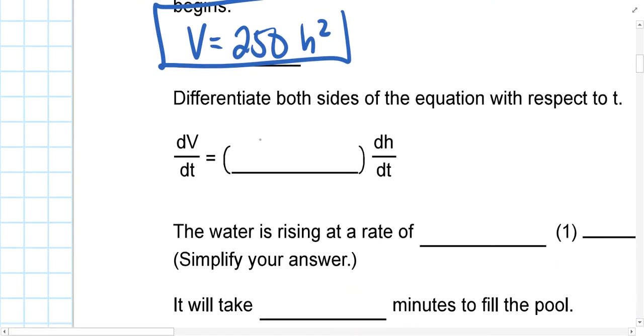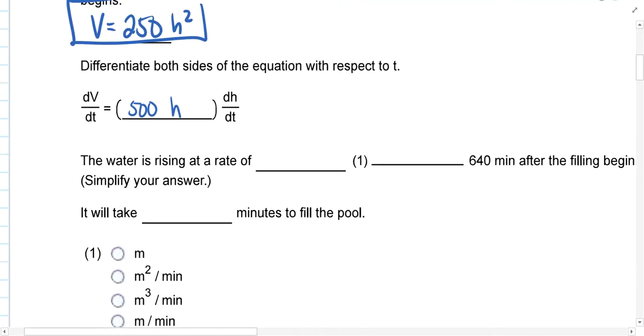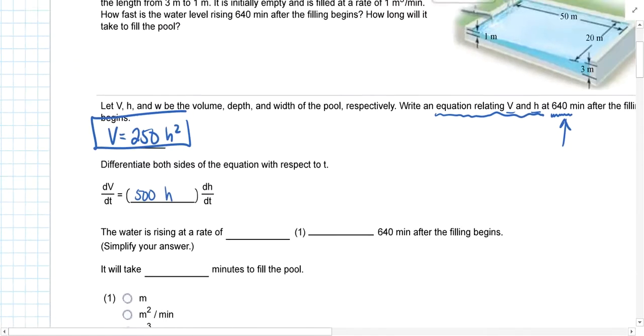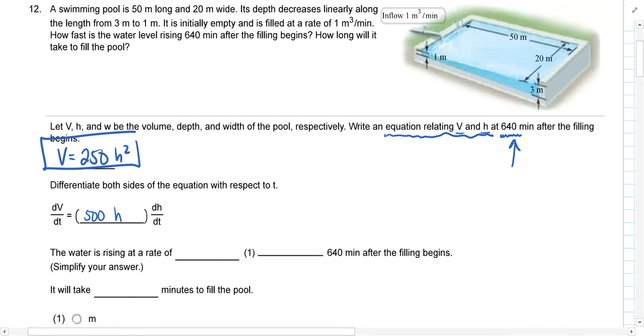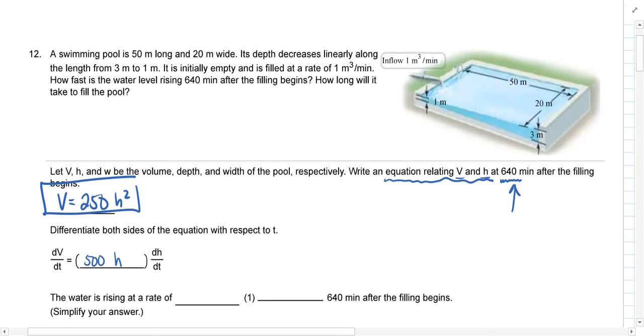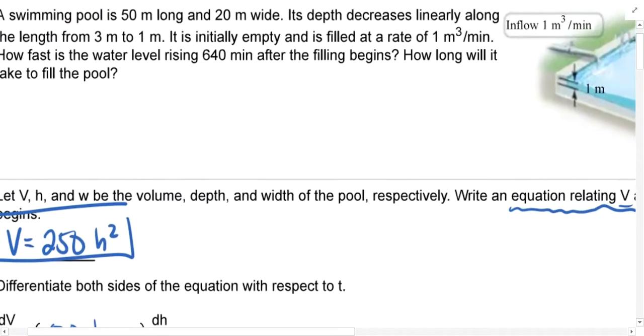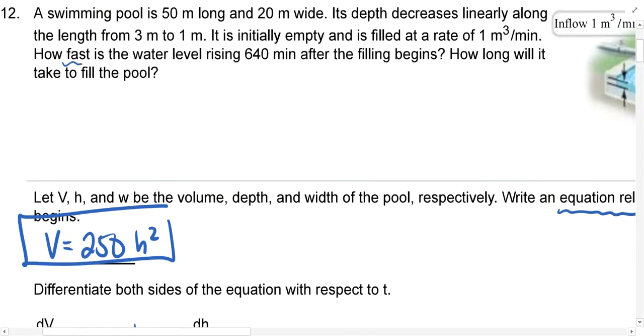So I think that expression would be good to answer the second question, where we have 500h times dh/dt. And then therefore we can answer the question: how fast is the water level rising 640 minutes after the filling of the pool begins? So what is the rate of change? This is going to be dh/dt when 640 minutes has passed.